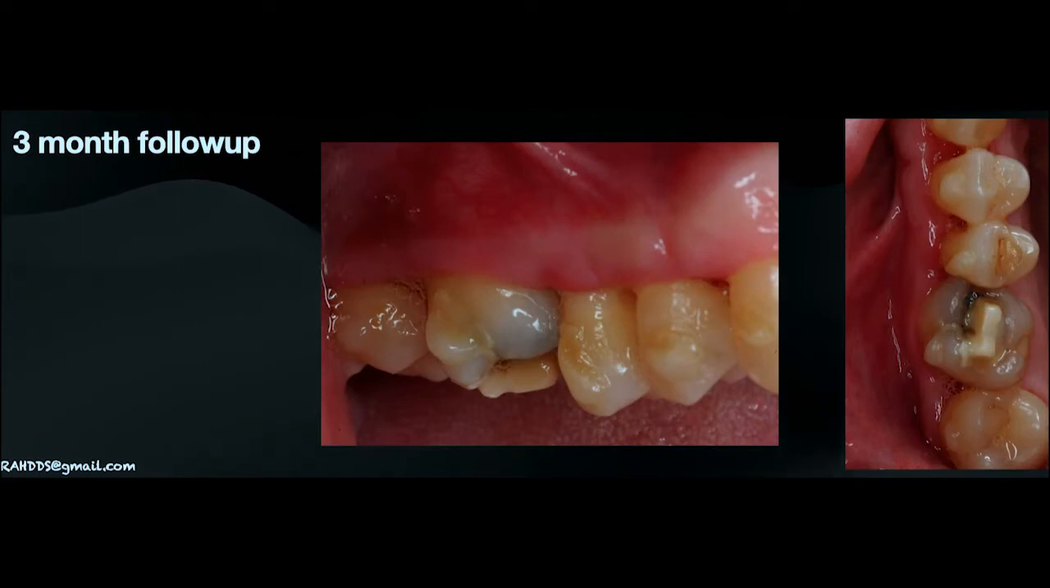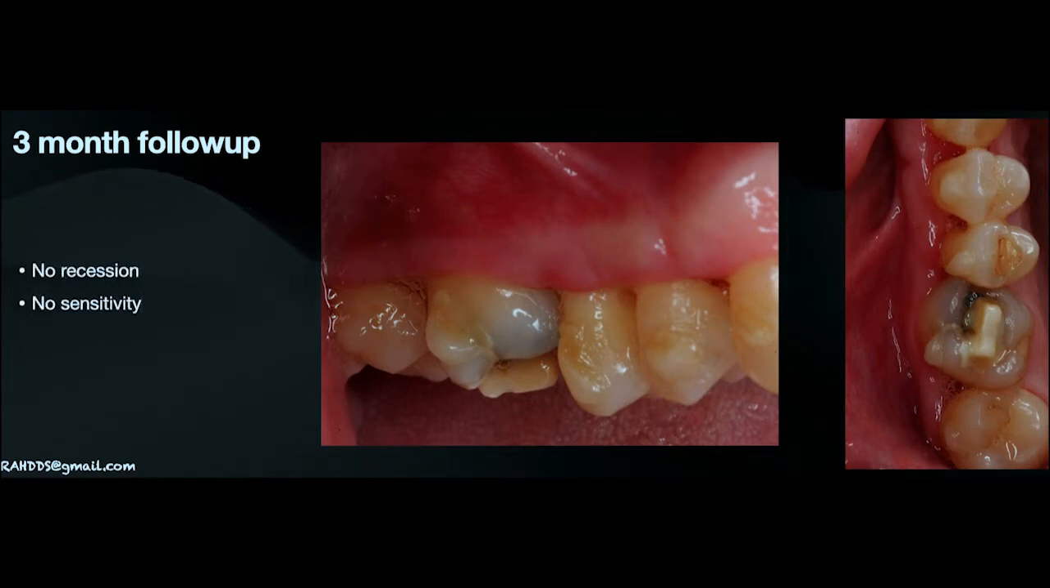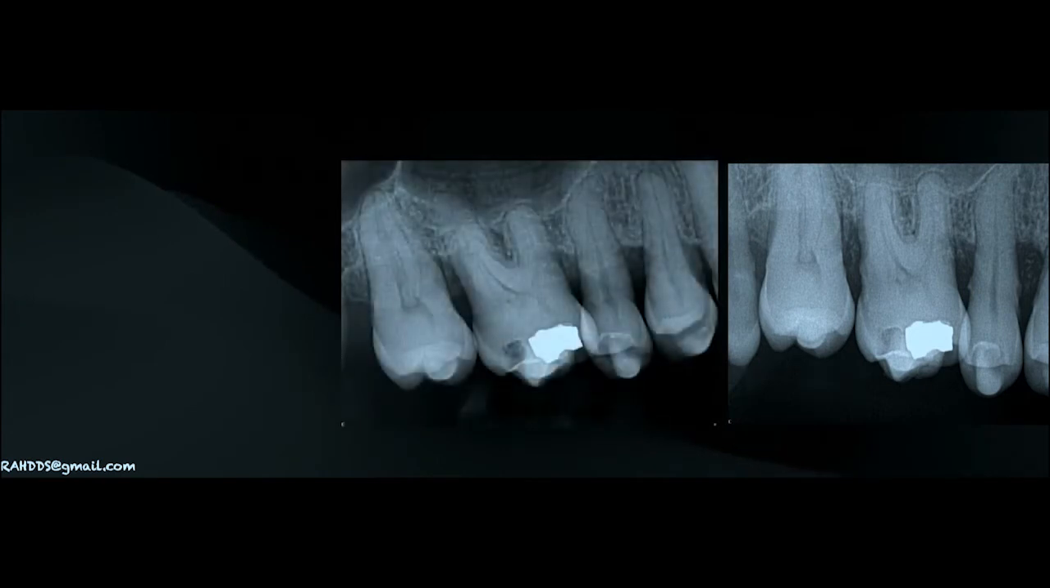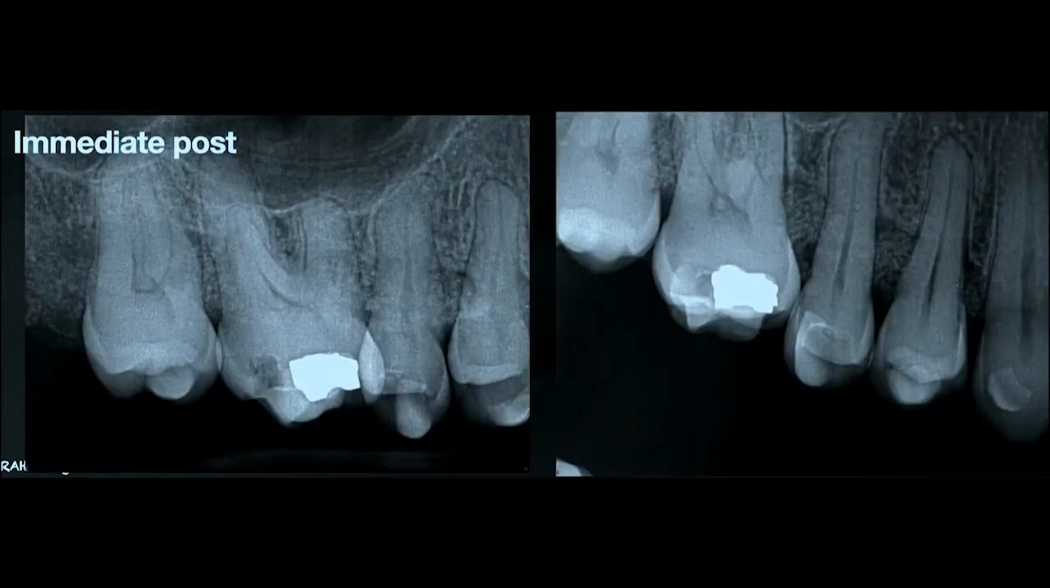That's 3 months. We are at the CEJ. We have everything closed across. At 3 months, she had actually brushed her teeth. No sensitivity. I'm not probing it yet because it's only 3 months. So that's what we started with. That's the initial schmutz and all the plaque and calculus. That's debrided. That's the initial graft on the left.